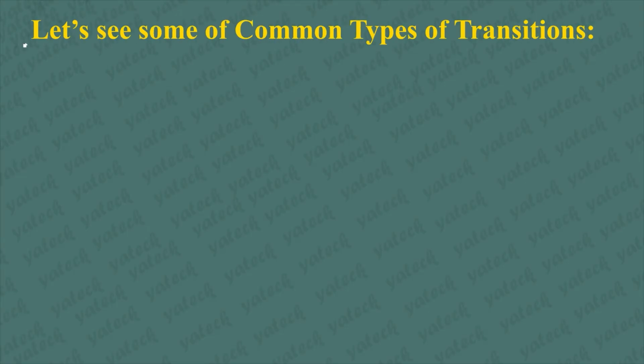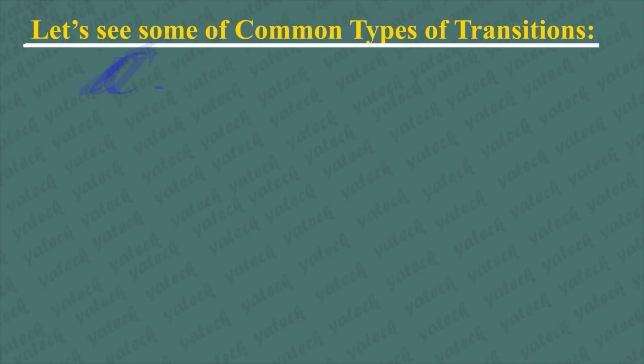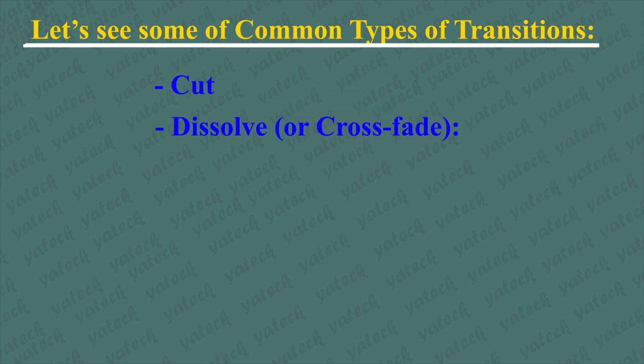Let's see some common types of transitions. Cut: the most basic transition, an instant change from one clip to the next. Dissolve or crossfade: one clip gradually fades out while the next gradually fades in. Fade out: a clip gradually fades to or from a single color, usually black or white.